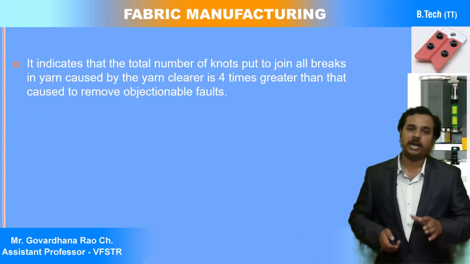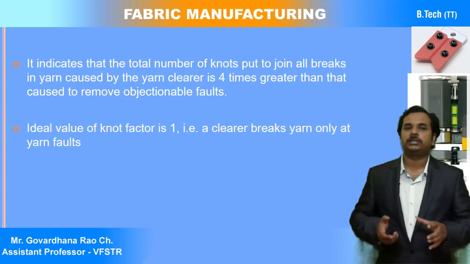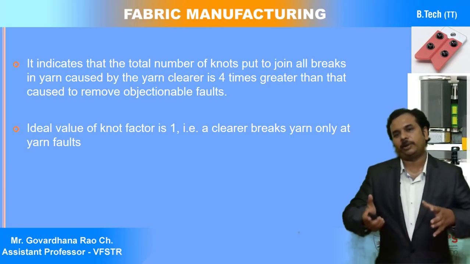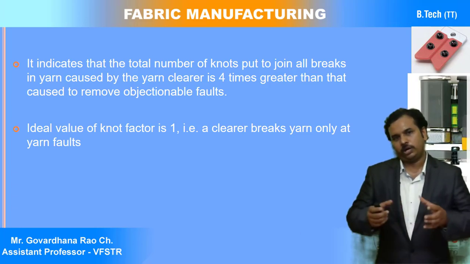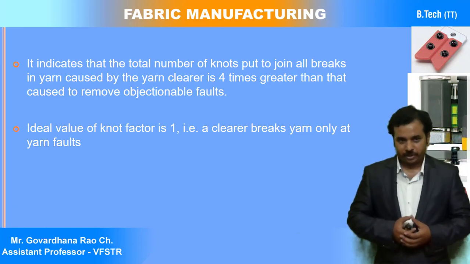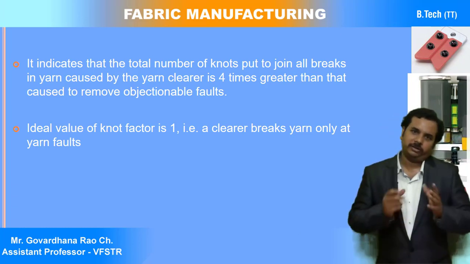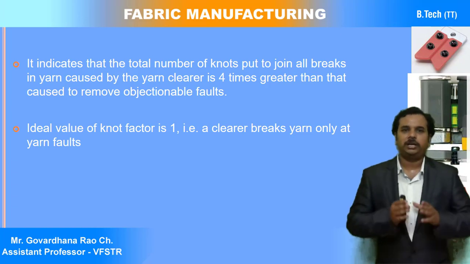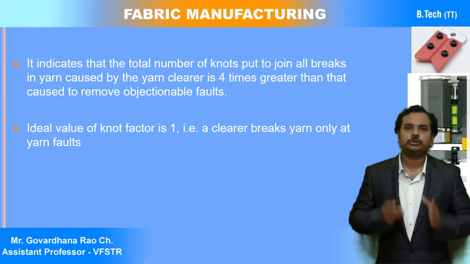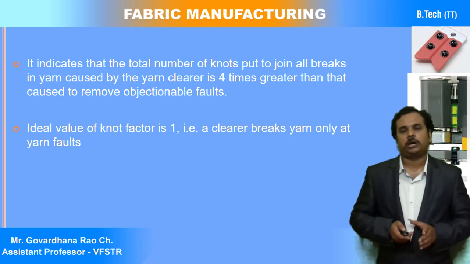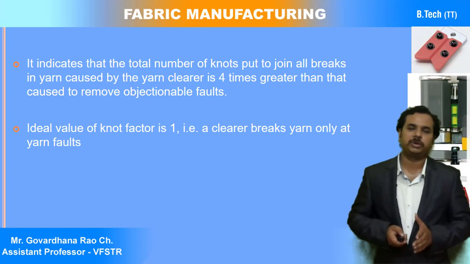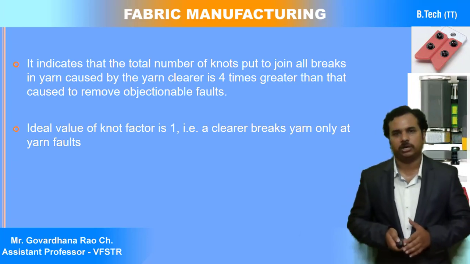In an ideal situation, the knot factor should be 1. Nothing but the clearer breaks the yarn only at the yarn faults which are present in the yarn. So if the knot factor is 1, it is very good. Okay, so this is how the clearing efficiency, evaluation or assessment of the yarn clearer works.